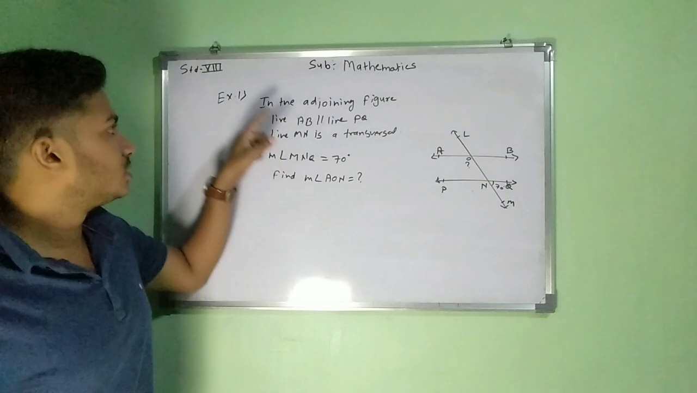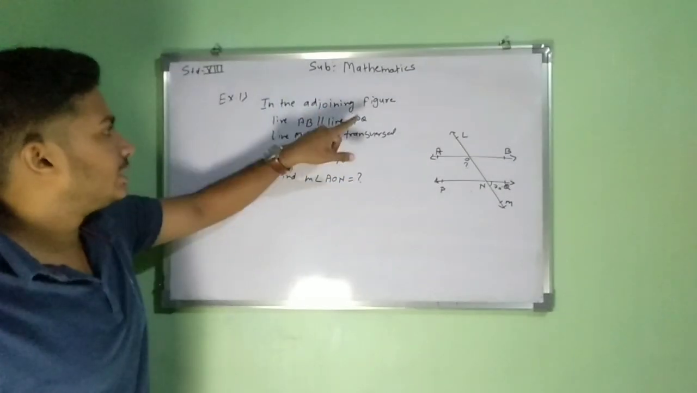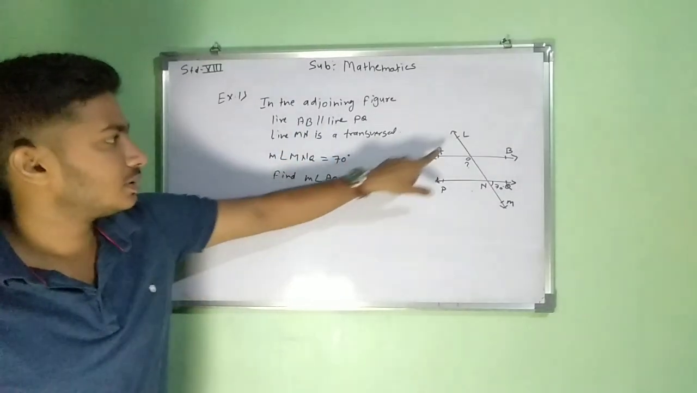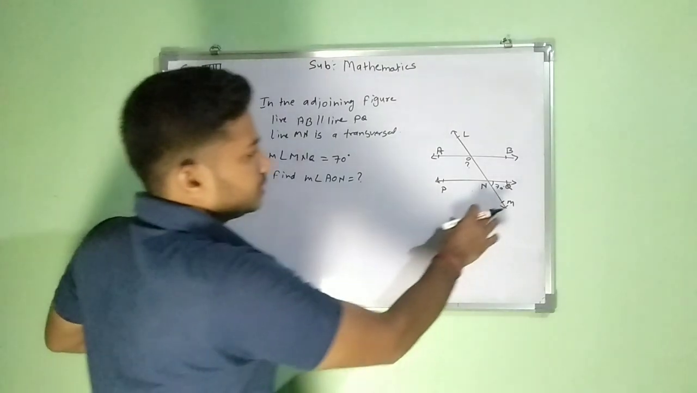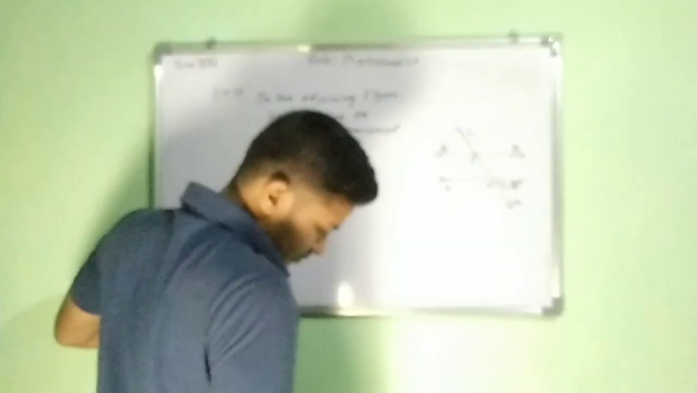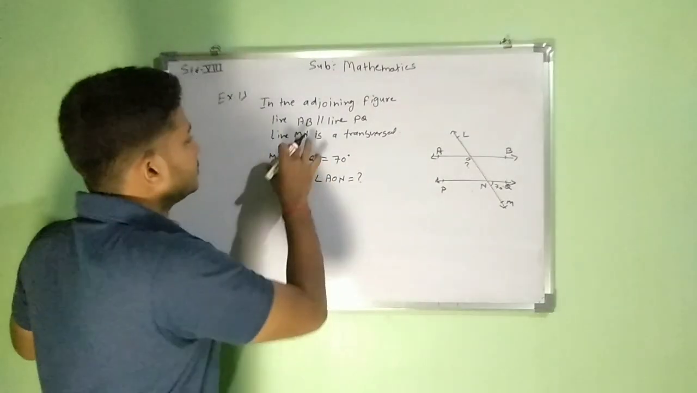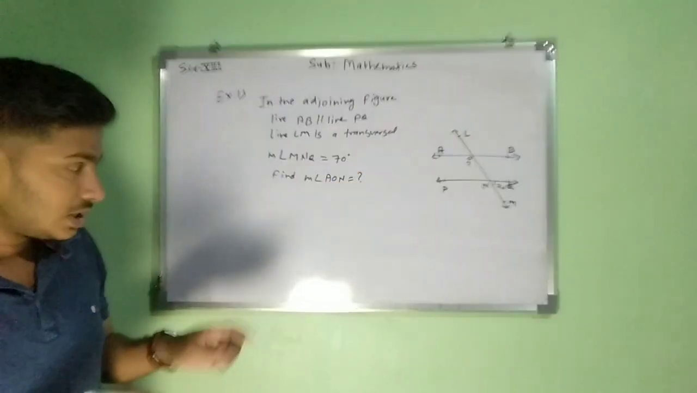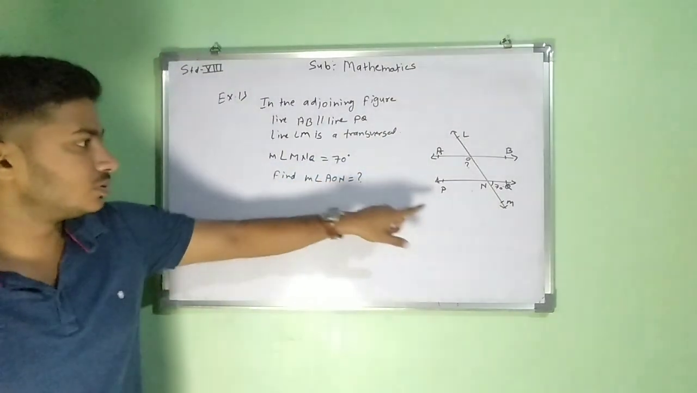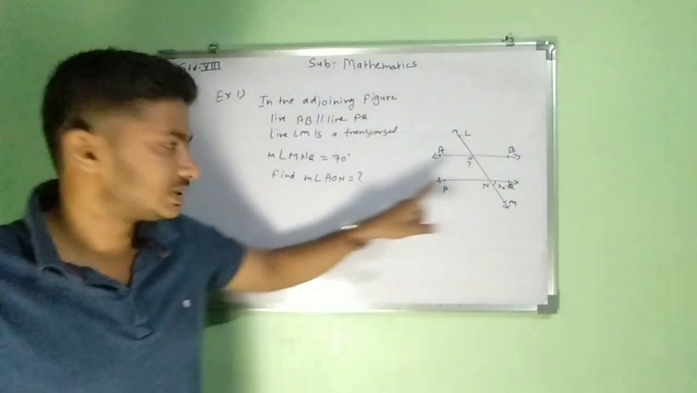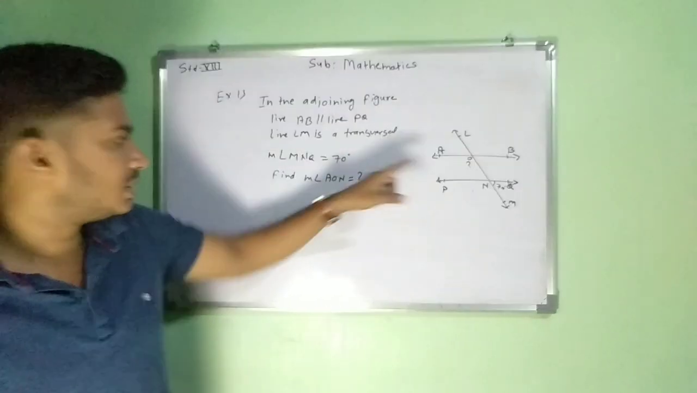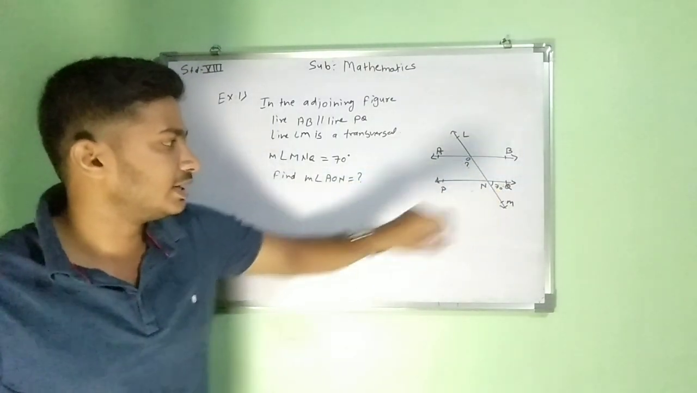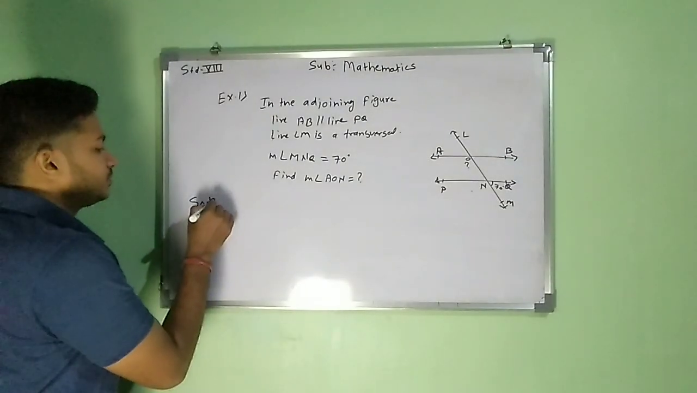So now we will see some examples. Our example number 1 is, look here, in the adjoining figure, line AB is parallel to line PQ and line MN, line LM is a transversal. The measurement of angle MNQ is given, which is 70 degrees, and we have to find the measurement of angle AON, that means this angle we have to find. So now we will solve that example.